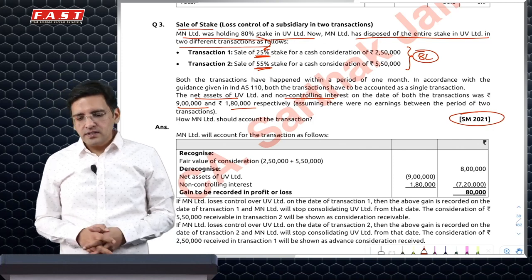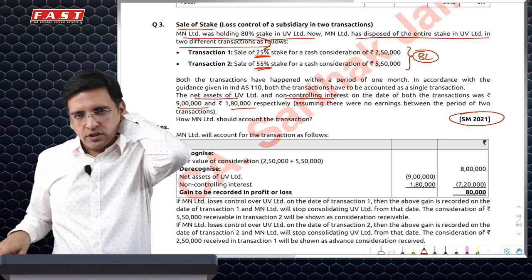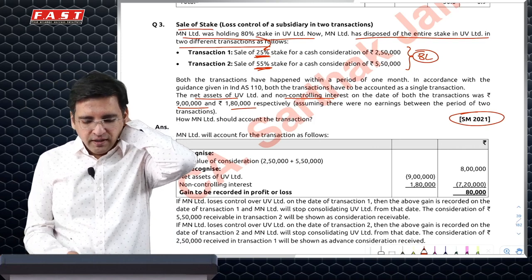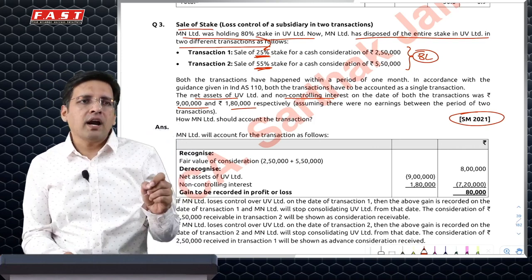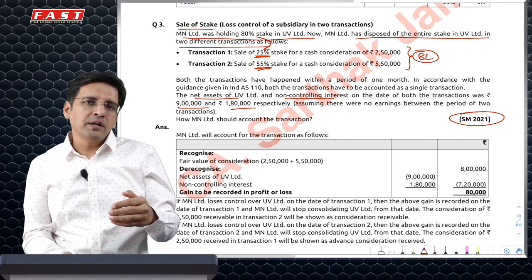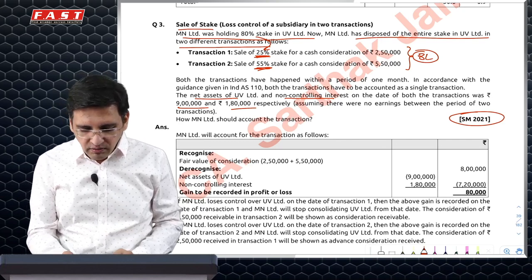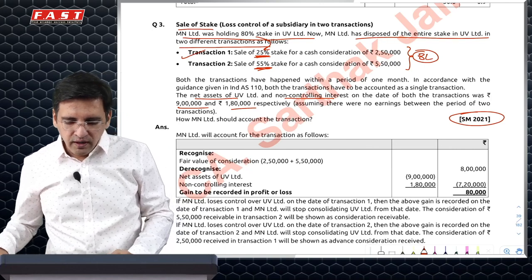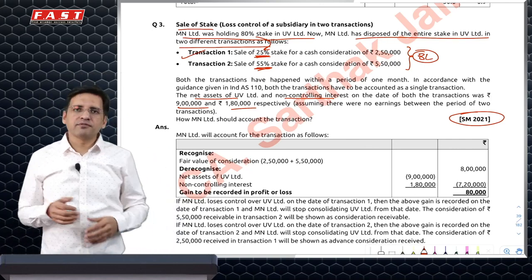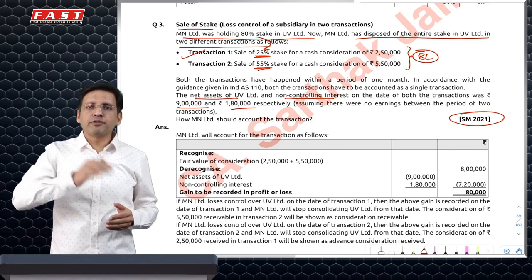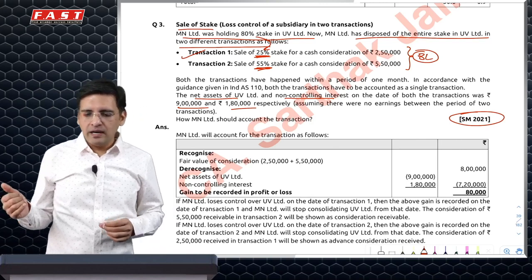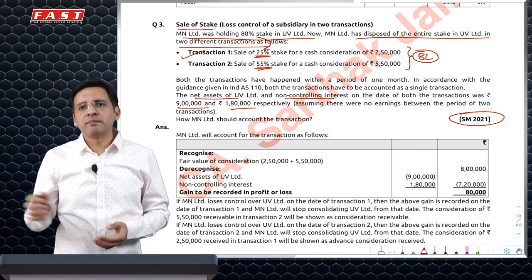One question would come is when do I recognize I have lost control? So if you say that you've done one contract under which there have been these sales which have happened in two tranches and the contract was done on the first date itself, so you will de-recognize all the asset and liability on the first day itself. 25%, 250, you will receive, bank debit, and balance 550 you will debit as receivable.